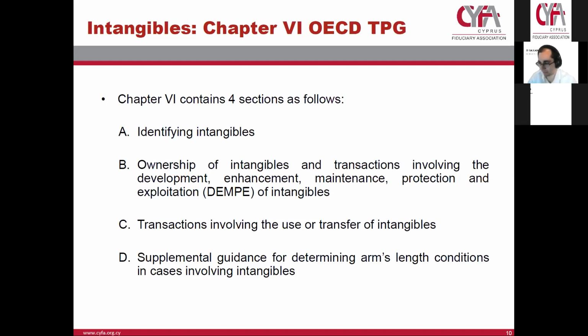And DEMPI is an acronym that refers to the examples given by the OECD. So that could be functions of development, enhancement, maintenance, protection, and exploitation of intangibles. But these are not exhaustive. There could be others that are also considered to be key functions in relation to intangibles. But they are referred to as DEMPI functions, and that's how we will refer to them in this presentation. Then the guidance talks about transactions, the nature of the transactions involving the transfer of intangibles, and provides supplemental guidance to determine the arm's length prices.